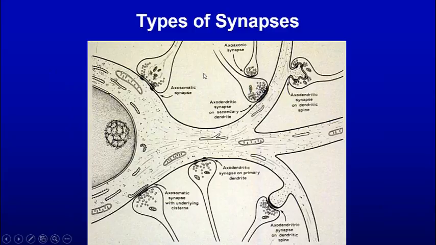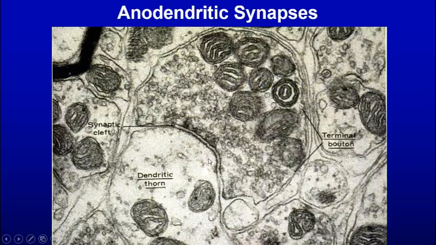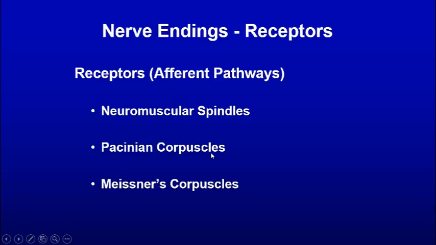And so synapses can occur on axons, and sometimes they have different names depending upon where they are. Axodendritic synapse on a spine, I should say. And so here we can see synaptic vesicles on to a dendrite, axon dendrite. And so there are different types of nerve endings, which are receptors. Some in neuromuscular spindles that we'll see.